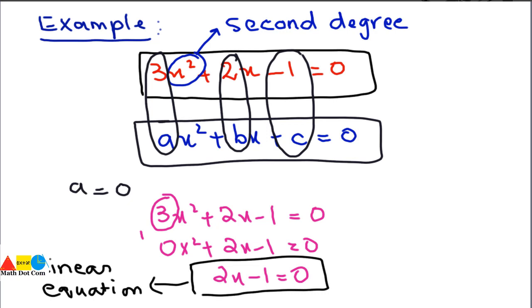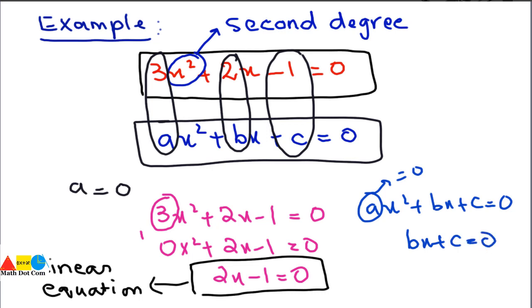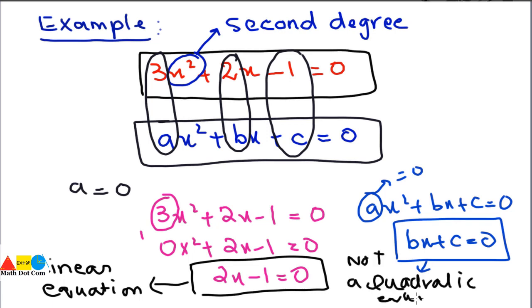If the same concept is applied to the standard form, let's see how the standard form will look. The standard form is ax square plus bx plus c. You have to remember this standard form. So if a is equal to 0, then the equation becomes bx plus c equals 0. Now this equation is no more a quadratic equation. So you have to keep this restriction in mind: the value of a should never be 0 in case you are dealing with a quadratic equation.